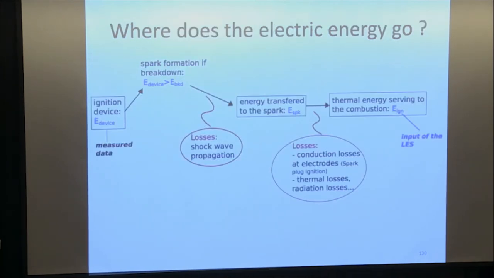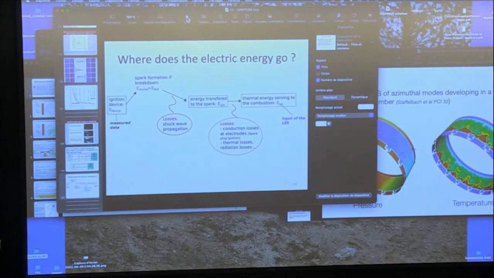So this is a scheme which summarizes what I told you. This is the electric energy which is available, and this is where it goes. Some losses go to the shockwave, some losses go back to the electrodes, to the radiation, and at the end, what you have to put in the CFD code is the thermal energy, the thing that increases the temperature of the gas. Don't care about the rest when you do CFD. Okay, that's all I wanted to say about ignition.